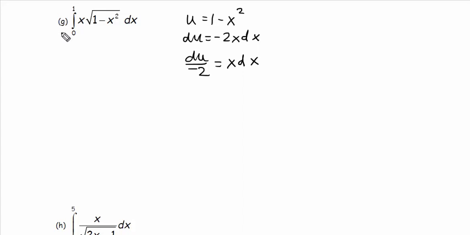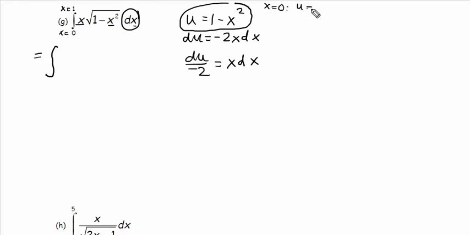So here's what you really need to try to remember. This is from x equals 0 to x equals 1, because these are all in terms of x. So if I'm going to use a U substitution, I need to do the U substitution on the limits also. So if x is equal to 0, and I know u is equal to 1 minus x squared, then when x is equal to 0, u is 1 minus 0 squared, which is 1. And when x is equal to 1, u is equal to 1 minus 1 squared, which is 0.